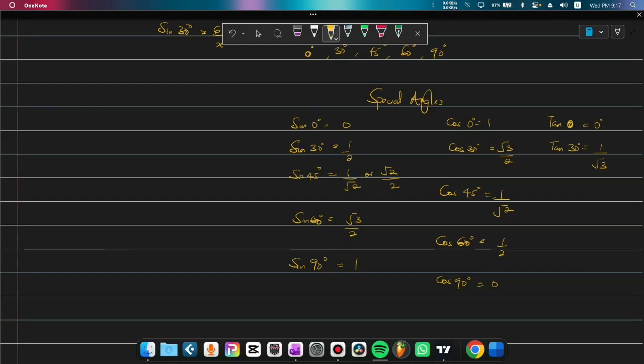Alright. So tan 30 is 1 over root 3. Then tan 45 is going to be equal to 1. Tan 60 is going to be equal to root 3. And tan 90 is not possible. You cannot find the tan of 90 degrees. So tan 90 is undefined. You can't find it.